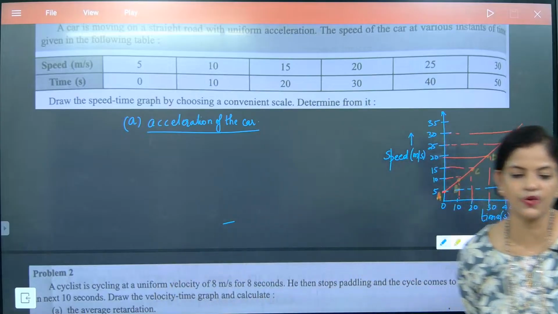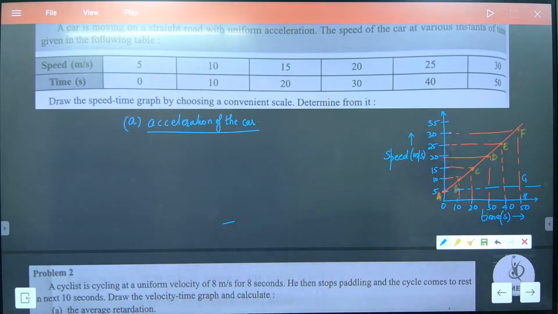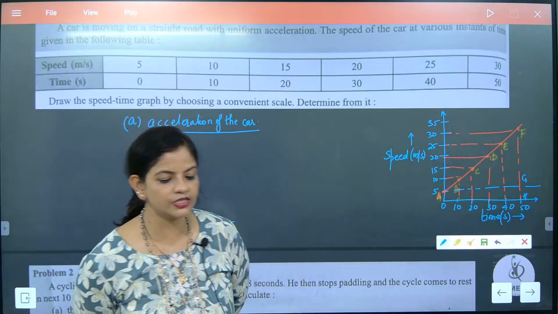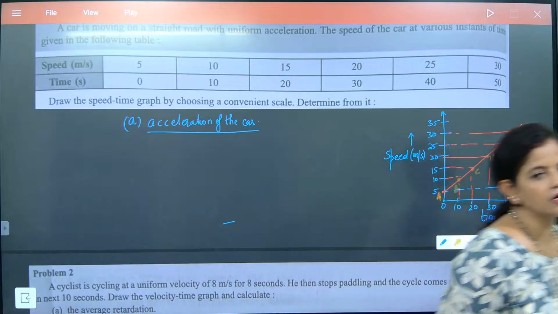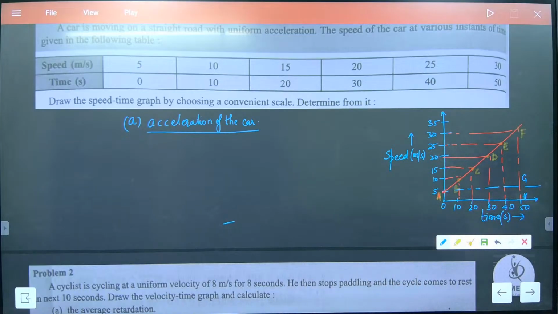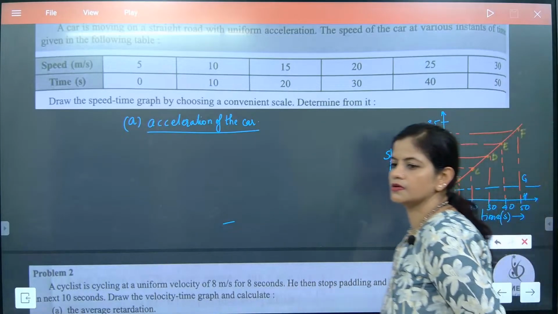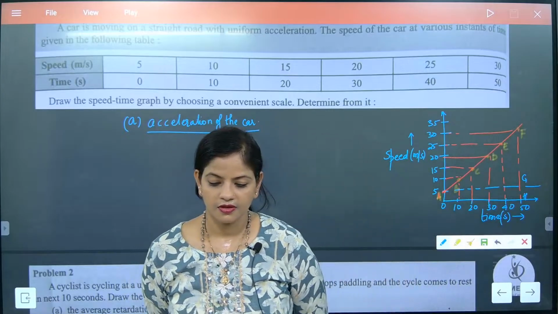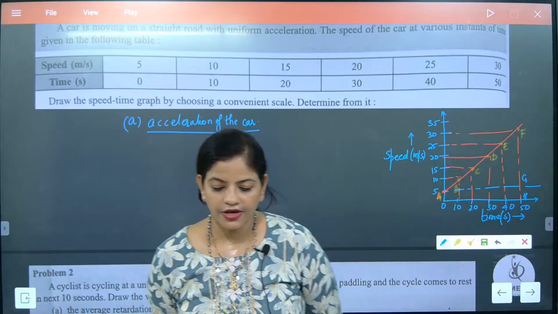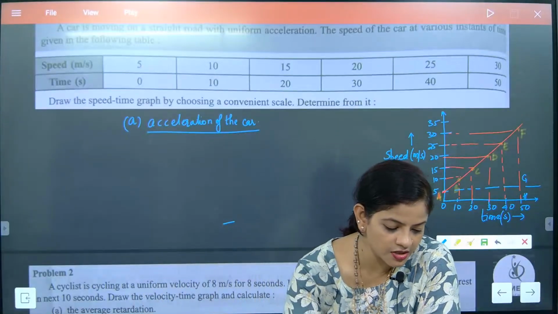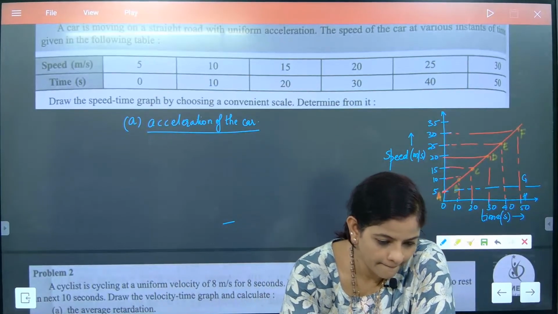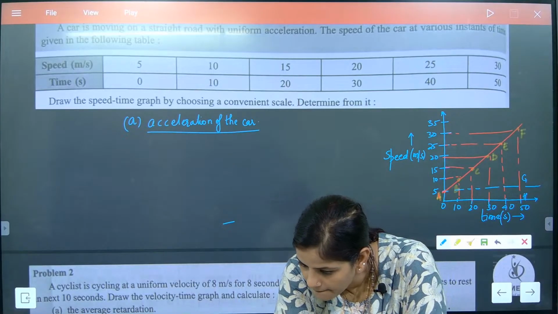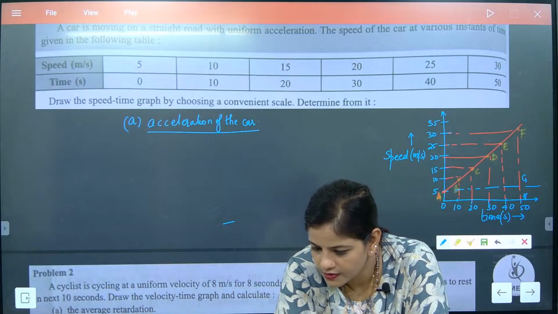Children, try to solve this one. Find the acceleration of the car. Come on, do it. What should be the acceleration of the car? What should be the acceleration of the car? Very good. The acceleration is coming as 5.